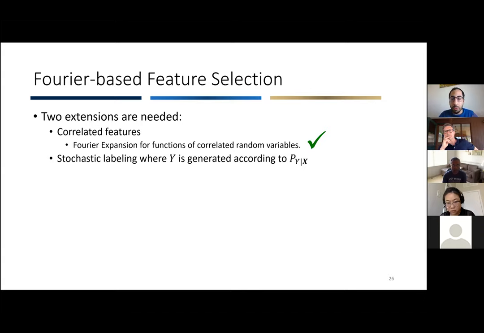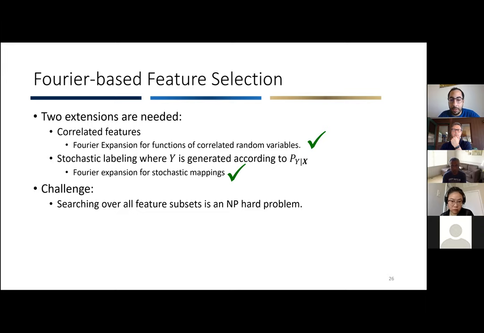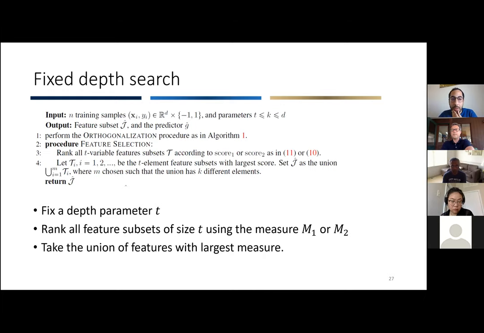So for that, we recently developed a kind of Fourier expansion for functions of correlated random variables and arbitrary random variables. And the other extension we need is that we have randomness in Y. So Y, instead of being a function of the features, comes from a stochastic mapping from the features. And for that, we also recently developed a Fourier expansion for stochastic mappings. Having these two together, now we can use the Fourier expansion in real-world applications. But there is one more challenge to be addressed, and that is that exhaustive search over all feature subsets is an NP-hard problem. We can't do exhaustive search. And for that, we developed a fixed-depth search.